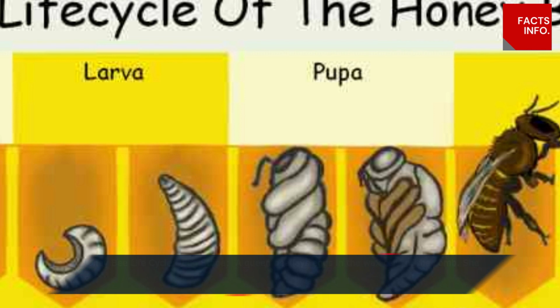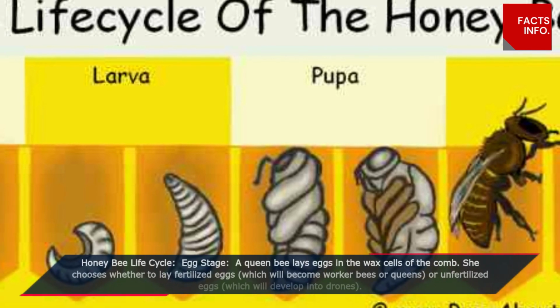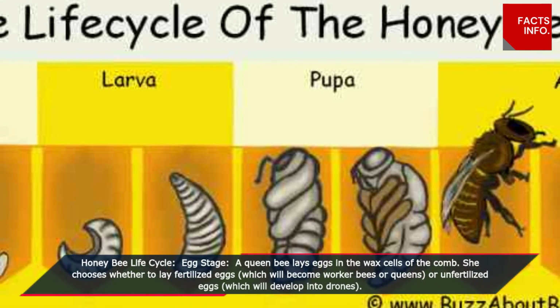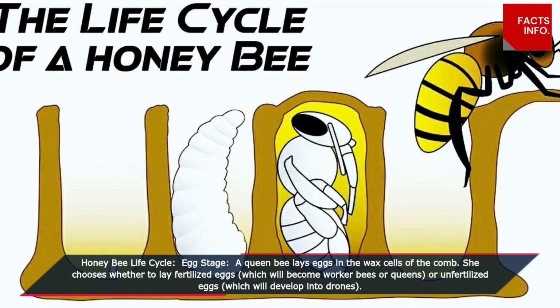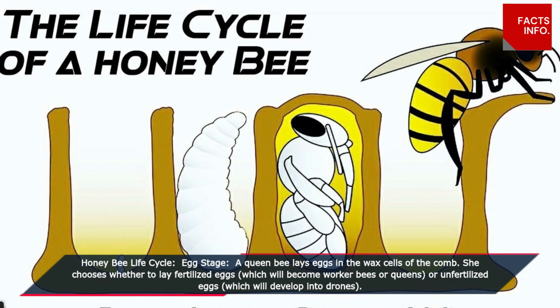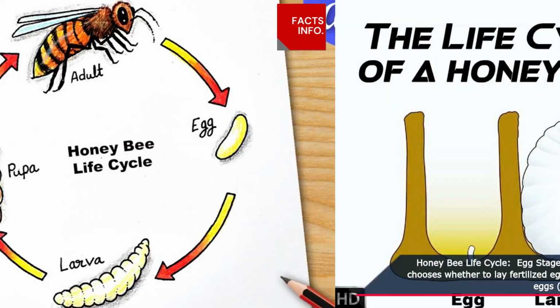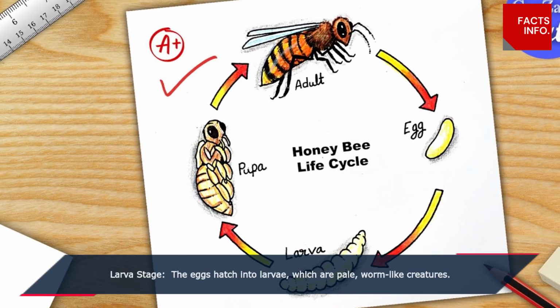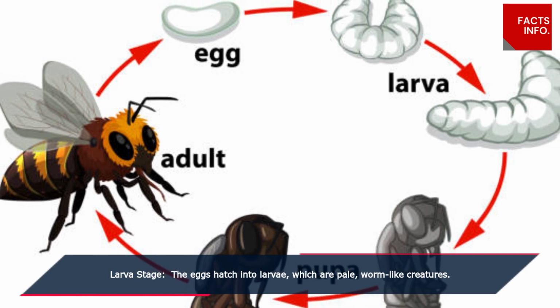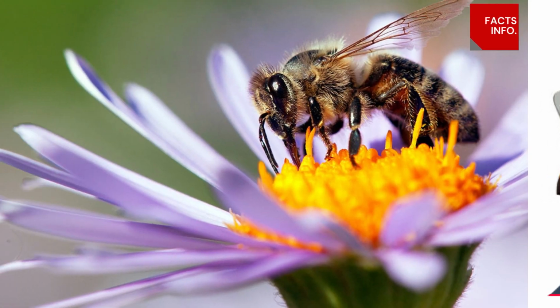Honeybee life cycle. Egg stage. A queen bee lays eggs in the wax cells of the comb. She chooses whether to lay fertilized eggs, which will become worker bees or queens, or unfertilized eggs, which will develop into drones. Larva stage. The eggs hatch into larvae, which are pale, worm-like creatures.